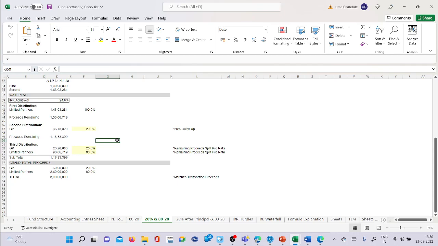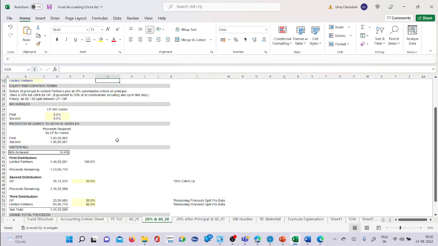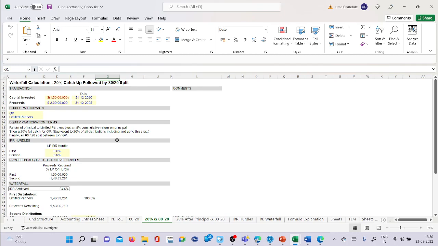For example, if you see the same example, there is a little change. The return of principal to the limited partners plus an 8% cumulative return on principal, then 20% full GMI catch up for GP, equivalent to 20% of all distributions, including and up to this step. Finally, the house versus GMI split between LP and GP. This is the comment which you would see.